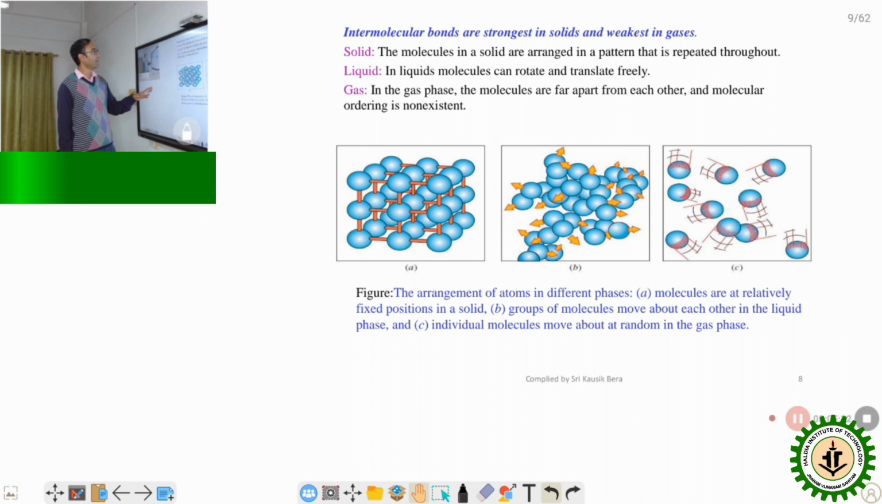This is the diagram where we can define the solid, liquid and gases. There is the form of each. Intermolecular bonds are strongest in solids and weakest in gases. The molecules in a solid are arranged in a pattern that is repeated throughout. This is the molecular bonding structure. For a liquid, the molecules can rotate and translate freely. But for gases, in the gas phase, the molecules are far apart from each other and molecular ordering is non-existent.